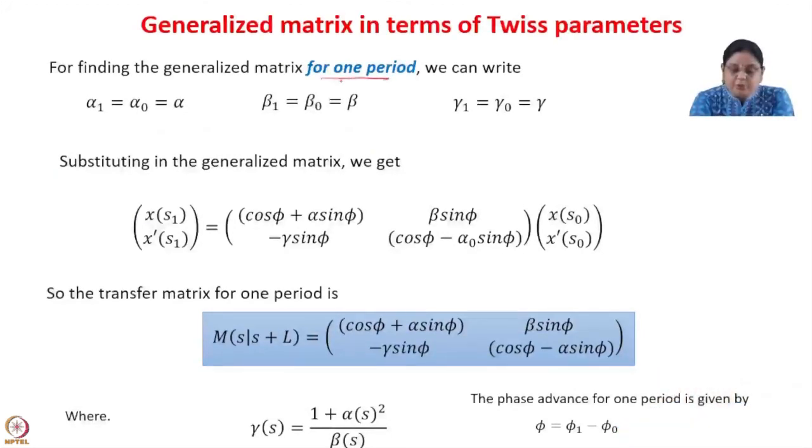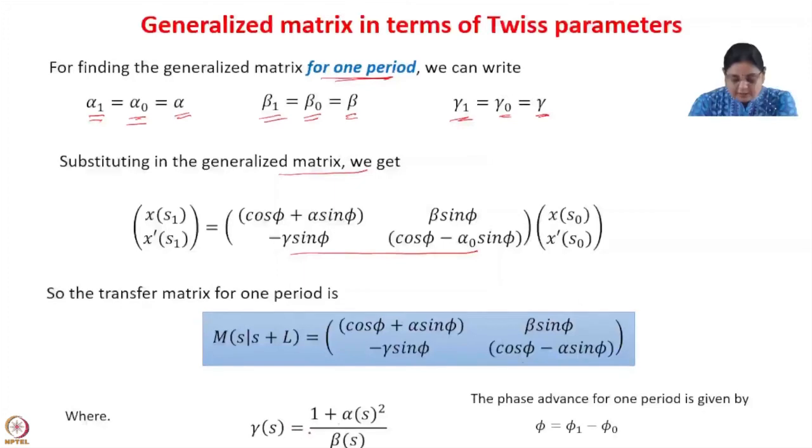Now if you want to find it for one period, you know that the ellipse repeats after one period. You've just seen that the ellipse repeats after one period. So at the end of one period, the Twiss parameters are identical. So let's say alpha 1 is equal to alpha 0, let's call it alpha. Similarly, beta 1 is equal to beta 0, which is beta, and gamma 1 is equal to gamma 0, which is gamma. So substituting in the generalized matrix here, this matrix is simplified like this. So the transfer matrix for one period is simply cos phi plus alpha sin phi, beta sin phi, minus gamma sin phi, cos phi minus alpha sin phi.